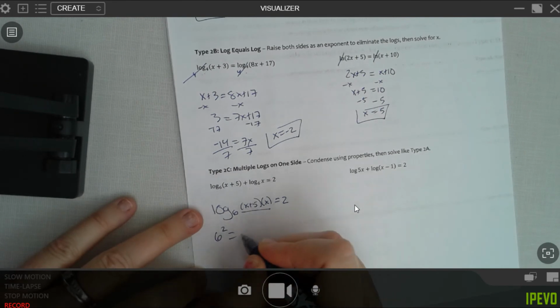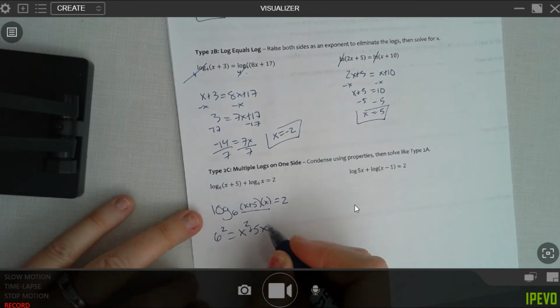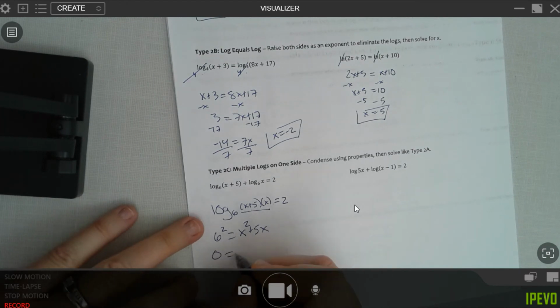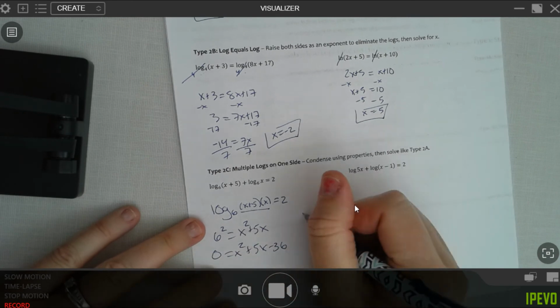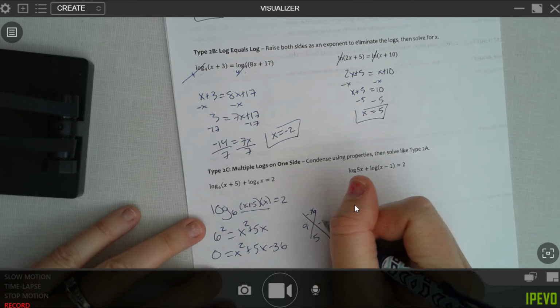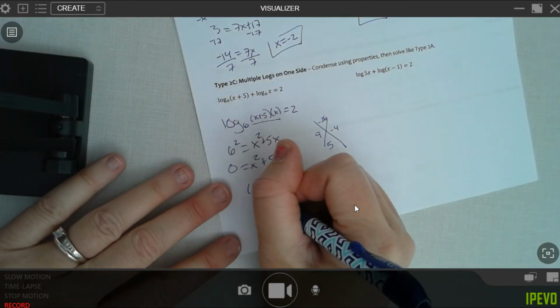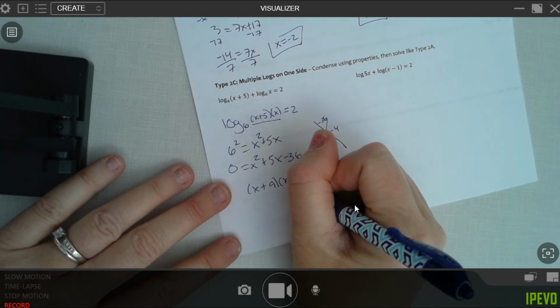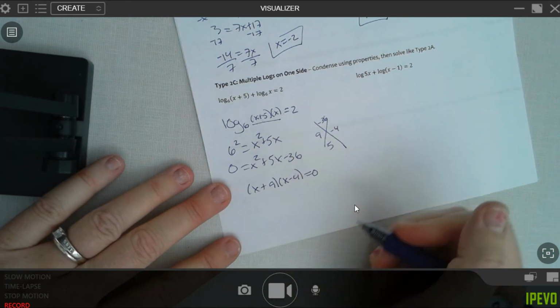I'm going to go ahead and multiply that in. So it becomes x squared plus 5x. This is 36, so I'm going to subtract the 36 over. And then you would do your big old x, negative 36 to get 5, being 9 and negative 4. So this factors into positive 9 and negative 4. So then x equals negative 9 and 4.